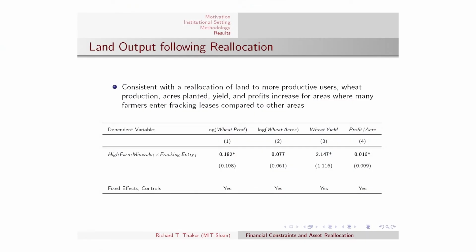Now, I then explore real outcomes following this reallocation effect. And consistent with a reallocation towards more productive users, I find that wheat production increases in these areas where many farmers own mineral rights. The number of wheat acres cultivated goes up by about 8%. Wheat yield, which is the measure of productivity, increases by about 12%. And then profits also increase on the order of magnitude of about 15% in these areas. So this in total is again consistent with an efficiency enhancing reallocation effect following this cash inflow.